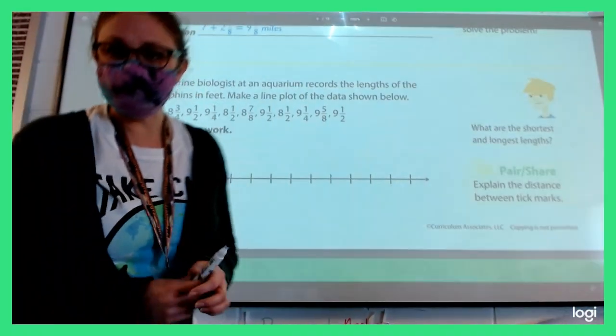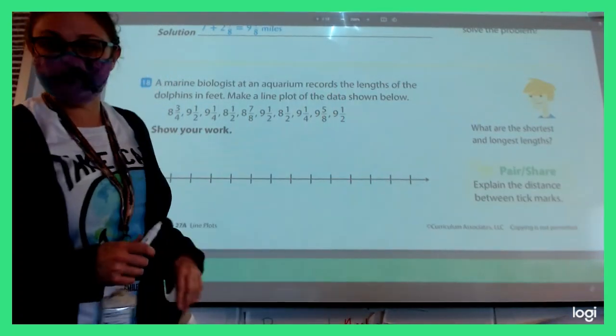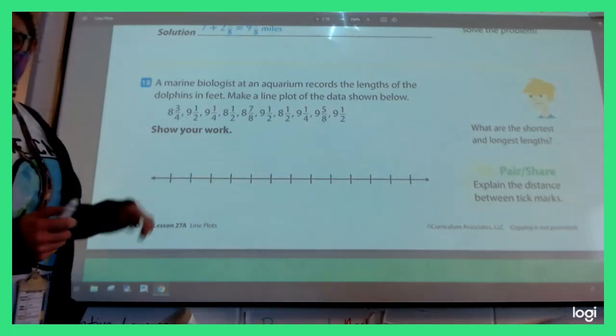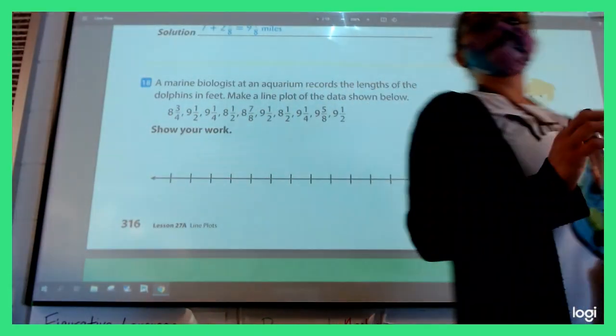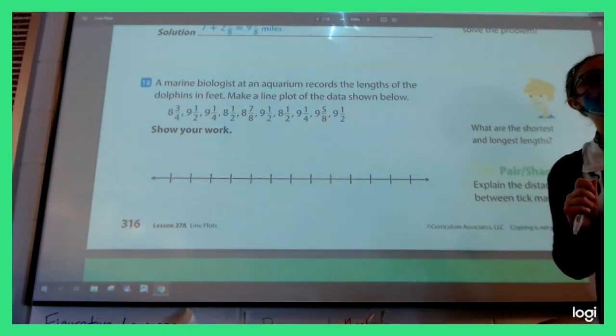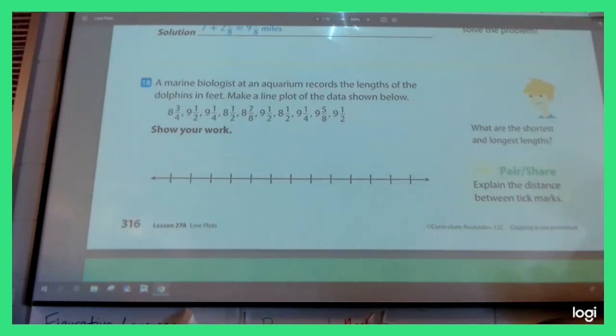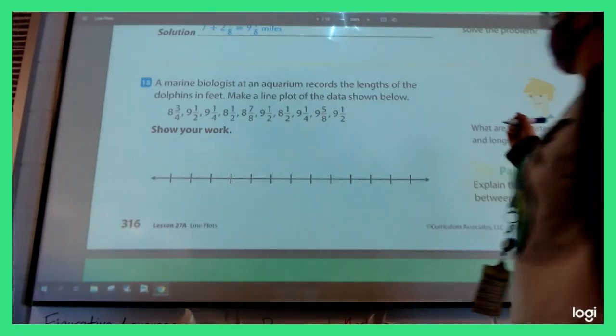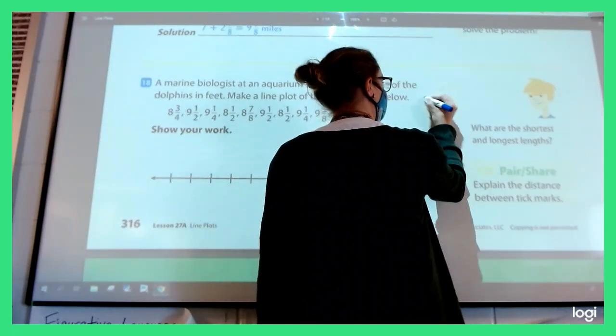All right, so now students at home, we are on page 316 in your instruction book on number 18. Okay, we're going to walk through this one slowly together. So can I have a reader, please? Hayden, nice and loud. A marine biologist at an aquarium records the length of the dolphins in feet. Make a line plot of the data shown below. All right, so dolphins. First thing, to make this day a little more exciting, to wake you all up, we're going to draw a tiny little dolphin. Yay. All right, dolphins have a tail.